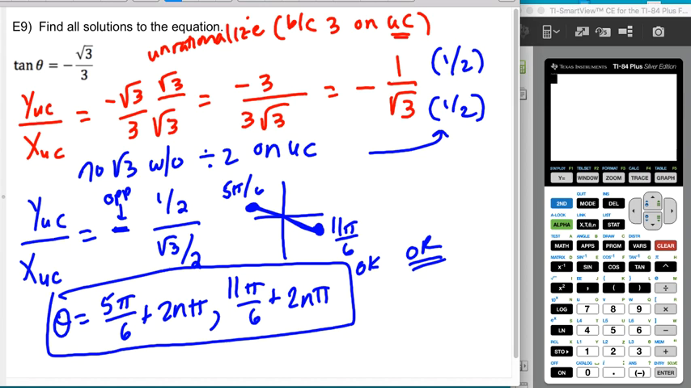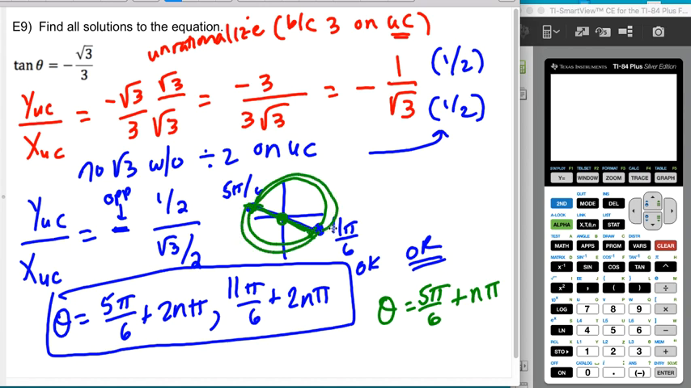Because this is a tangent, the period of tangent actually isn't 2 pi. The period of tangent is pi, and it's not an accident that this is a linear pair. These two angles make a line together. So I could just write this as 5 pi over 6 plus n pi, because I went from 5 pi over 6 and I added pi. And then I added pi again, and pi again, and I'm going to get those same two angles. So this would also be an okay way to write it.